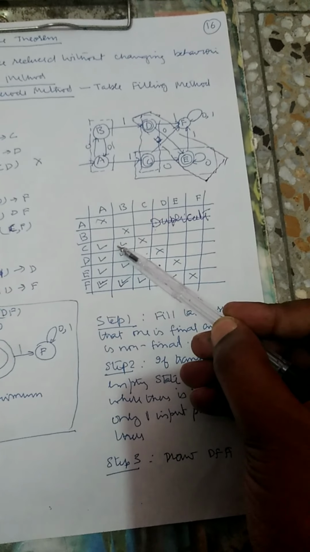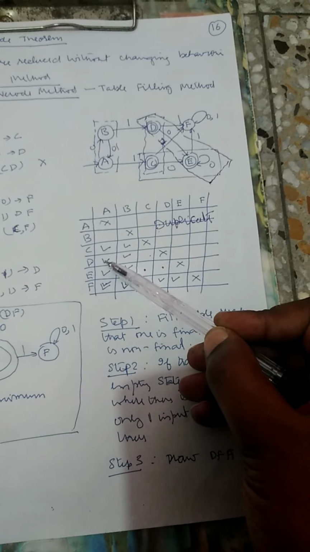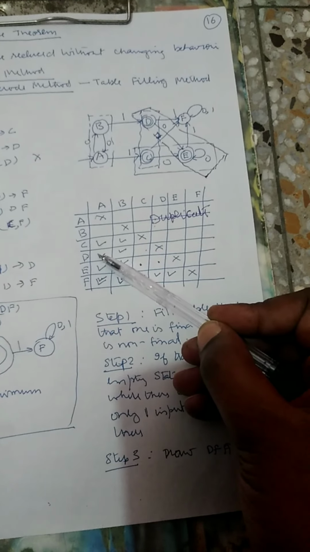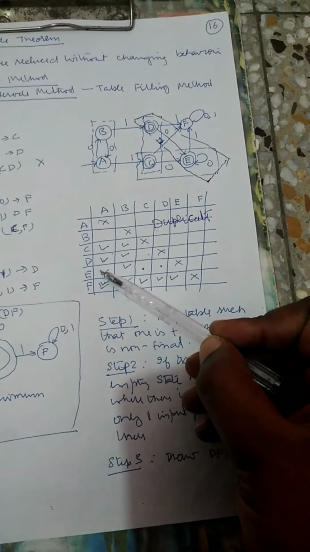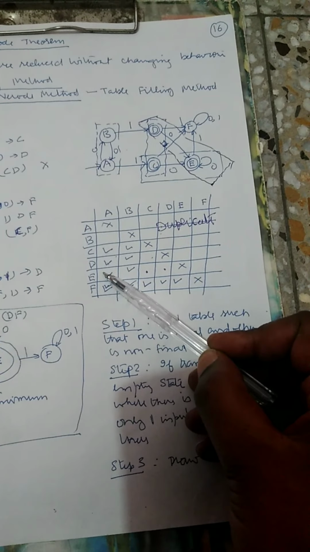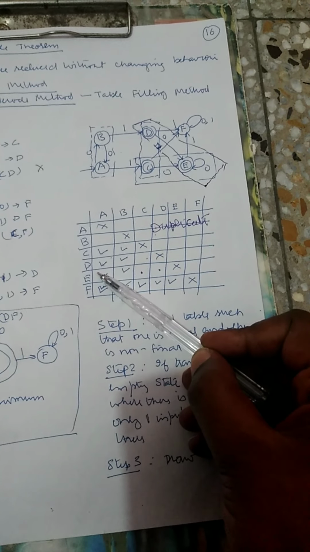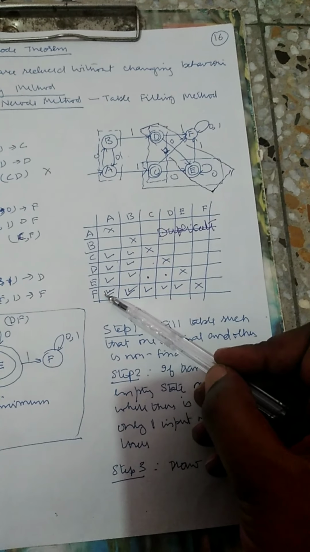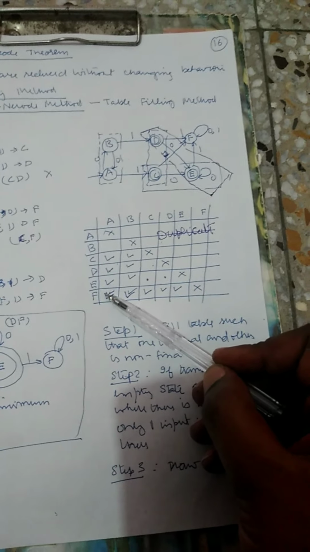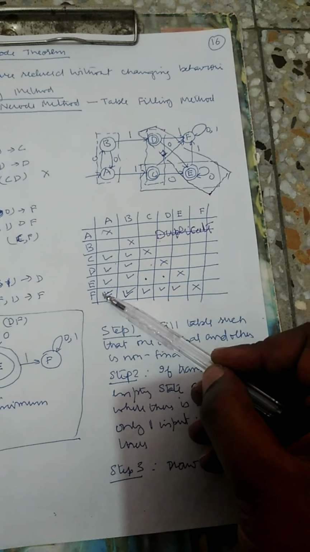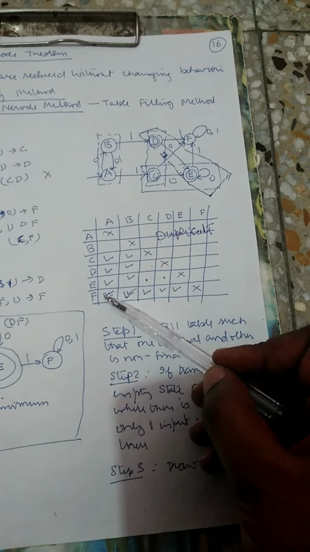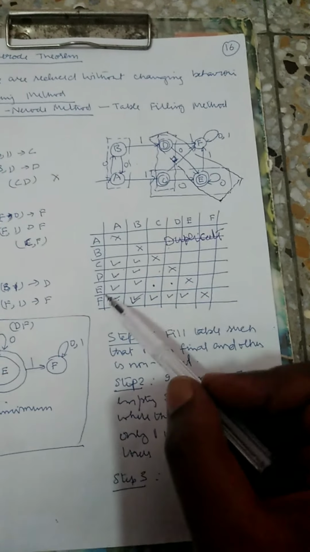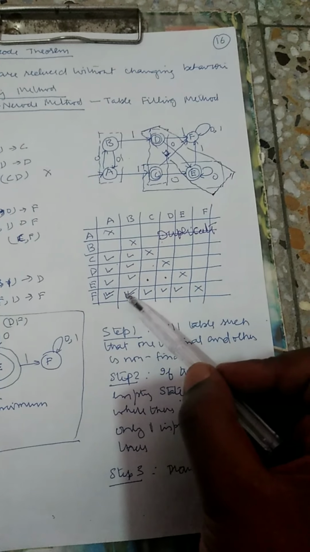Here A is a non-final state, D is a final state. We simply put a right mark. Here A is a non-final state, E is a final state. We simply put it here. And here A is a non-final state and F is again a non-final state. We leave it blank here. We will see later how we get the value here.